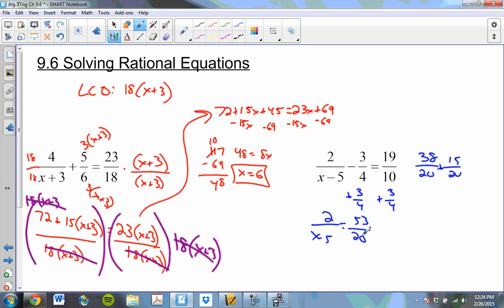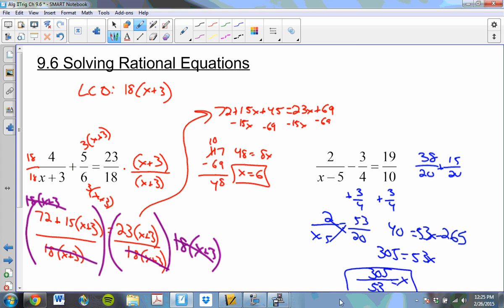Then this is a proportion, it's just two fractions that are equal to each other, so I can cross multiply. 40 equals 53x minus 265. Then I would solve from there, add the 265 to both sides, divide both sides by 53. All the problems I'm going to show you can kind of be done in this manner, but most of the time that's not easier, it's actually much more complicated. It's easier to get a common denominator and drop the denominator.